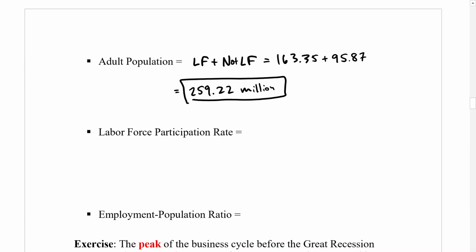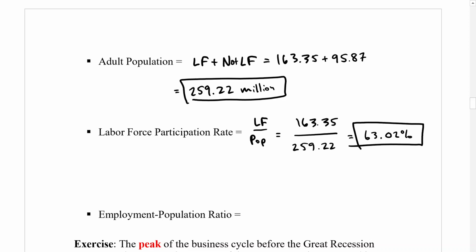Remember, that one is going to be the labor force divided by the population. So the labor force we calculated up above as 163.35 million over our new population calculation for a total of 63.02%. Or it'll initially come out as 0.6302. That's 63%.